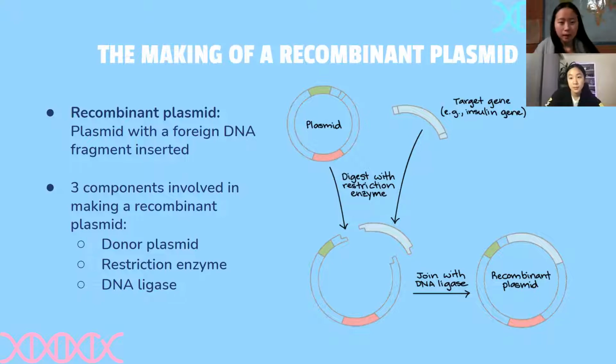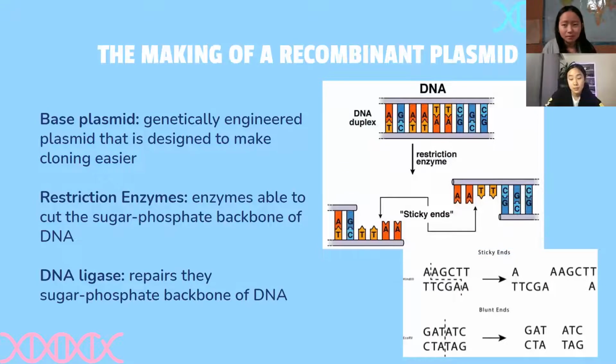Now, in order to make a recombinant plasmid, there are 3 components involved. We have the donor plasmid, restriction enzymes, and then DNA ligase. Quick rundown of the definitions. The base plasmid is often a genetically engineered plasmid that is designed to make cloning easier. Now, you could use plasmids naturally found in bacteria, archaea, yeast, or some species of plants. But scientists have already taken those raw plasmids and made changes to make cloning easier. So why wouldn't you just use the genetically modified plasmids?